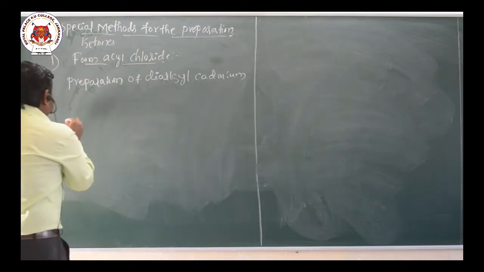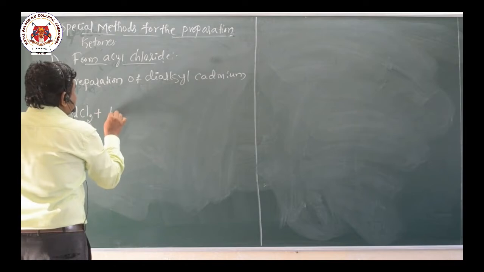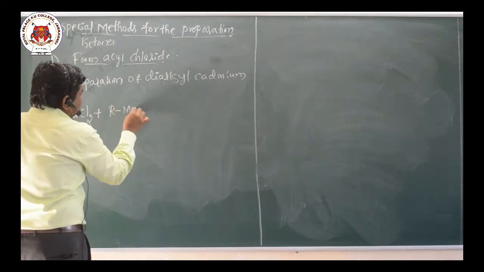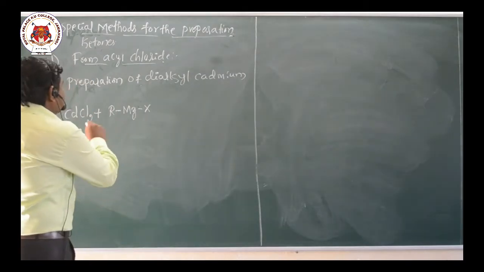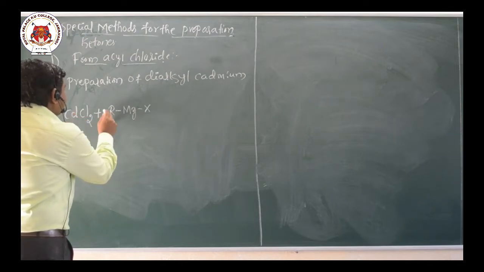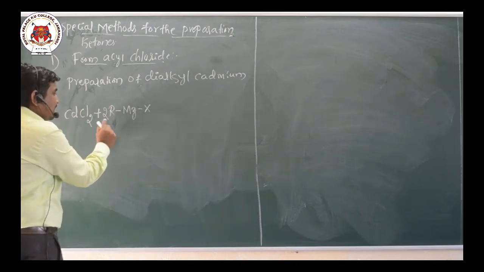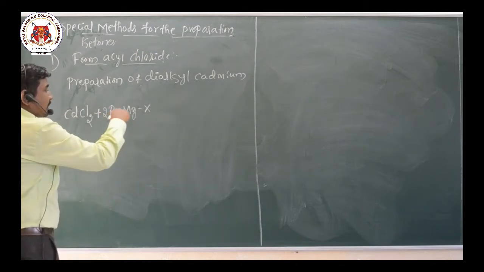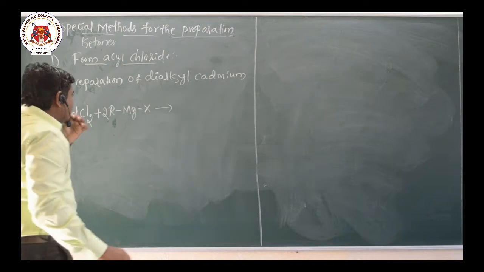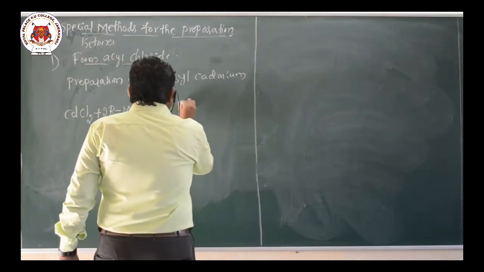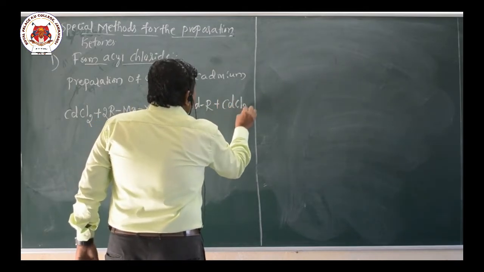Dialkyl cadmium is prepared by the reaction between cadmium chloride and Grignard reagent. We know the general formula for the Grignard reagent is RMgX. Now here there is a formation of dialkyl cadmium. For that we need two alkyl groups, so hence I have written 2 here. So there is a formation of dialkyl cadmium, and with liberation of cadmium chloride.